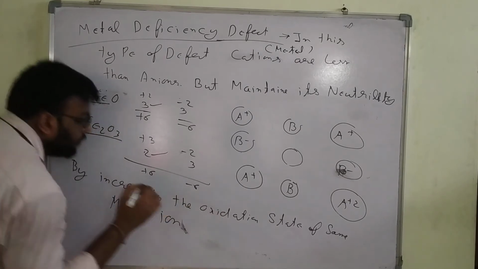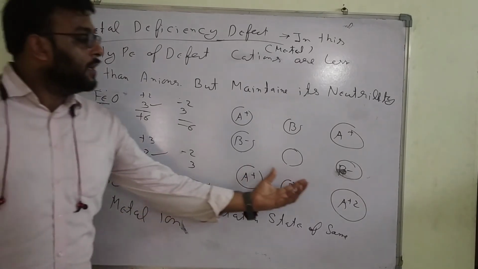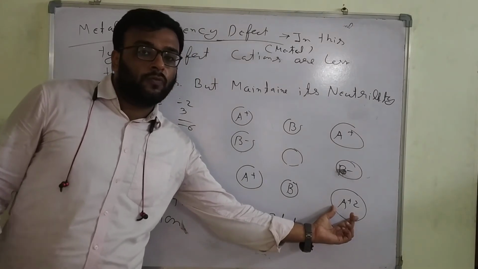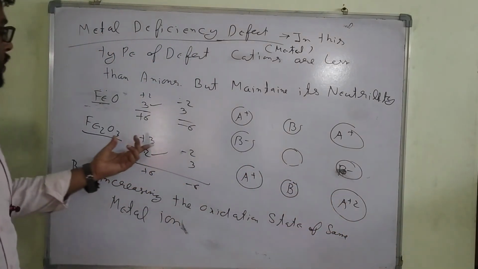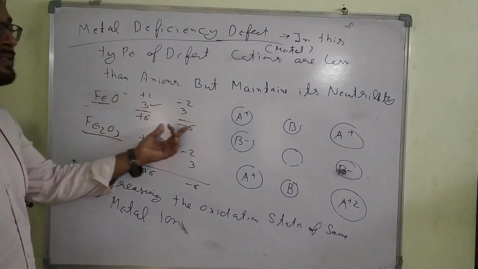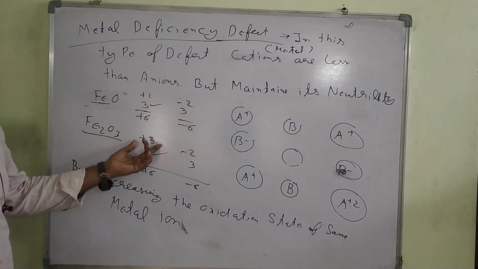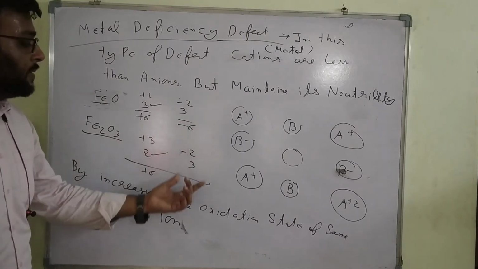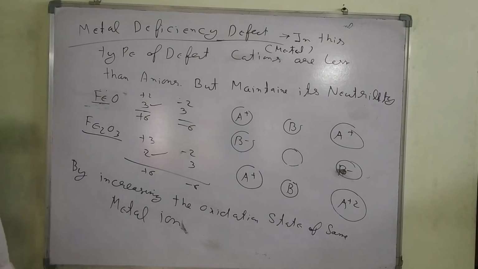Are you getting my point? What I am trying to say is, same element A plus is absent, and the charge is balanced by increasing the charge of A plus 2 of the same element. I gave you the example of Fe plus 2, but here Fe plus 3, charge is balanced. Just pause the video and write down this point.